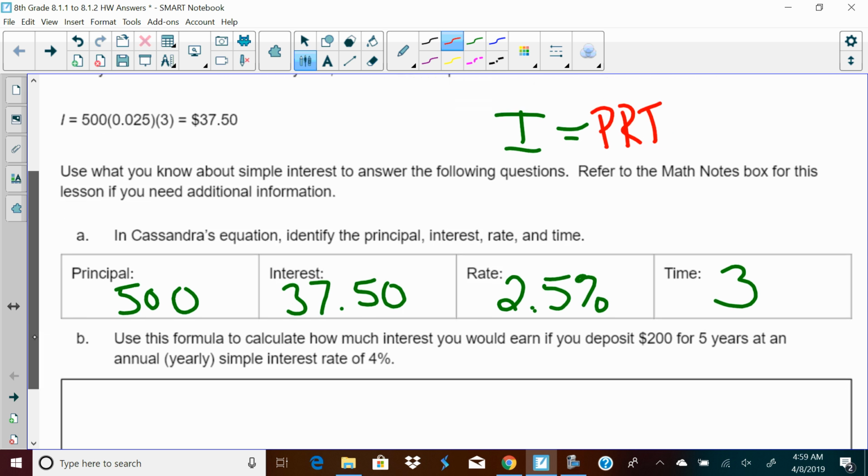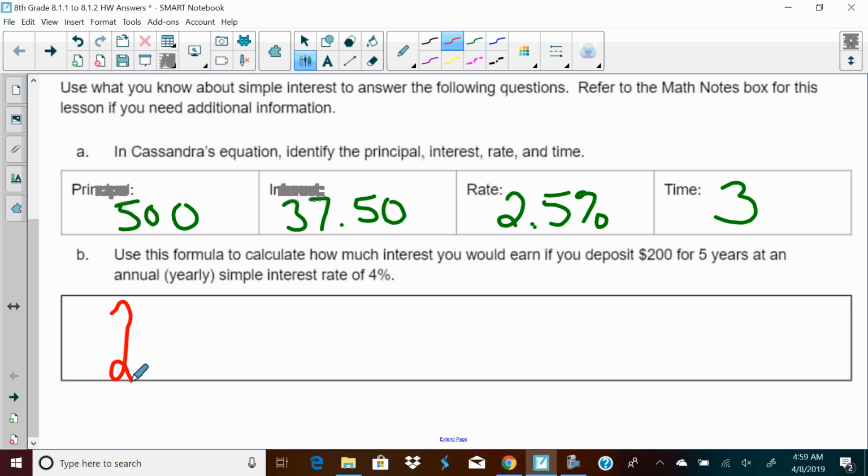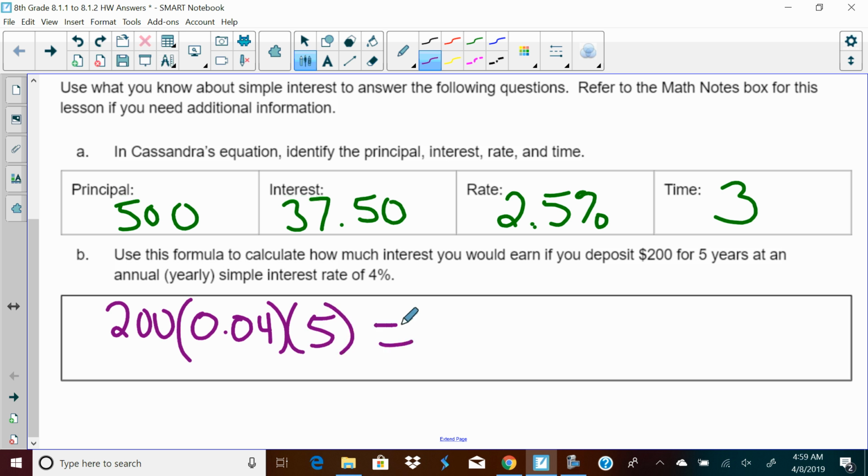RT. So use this formula to calculate how much interest you would earn if you deposited $200 times 0.04 for the percent times 5 equals $40.